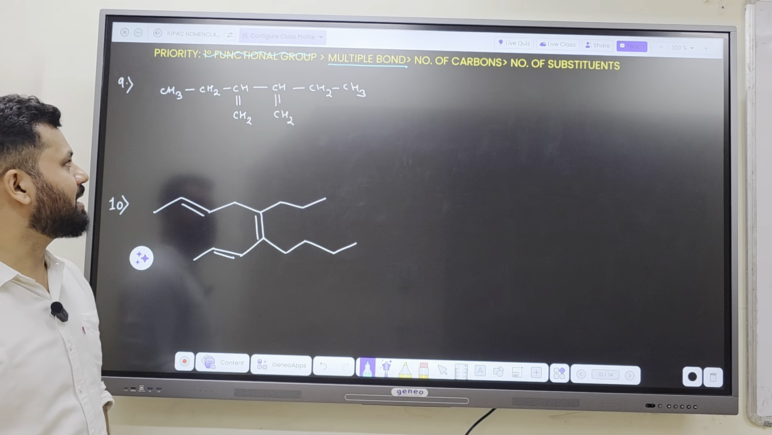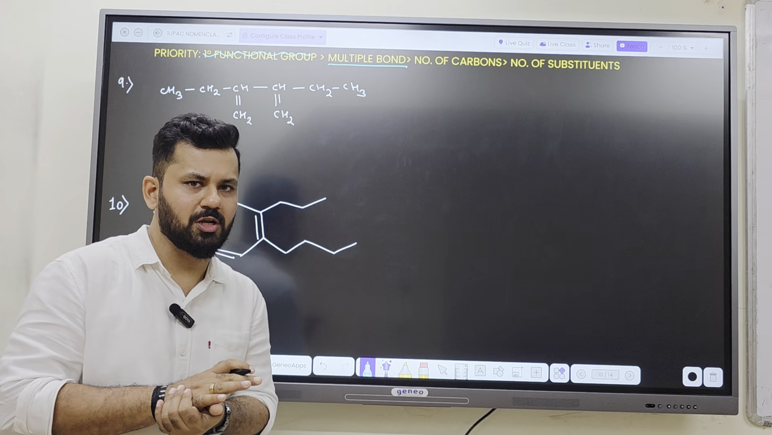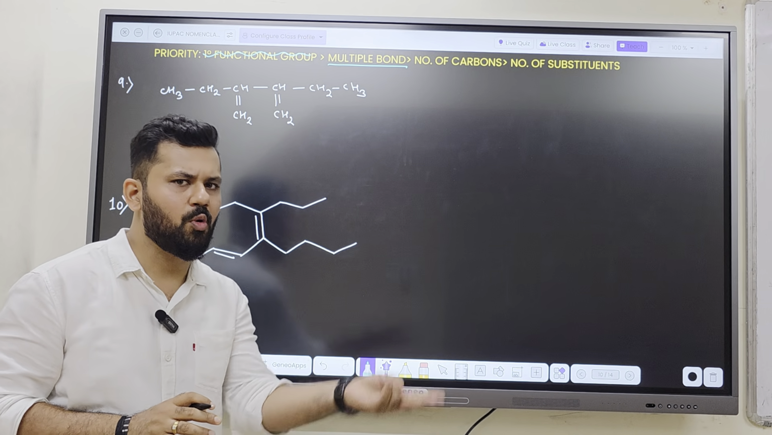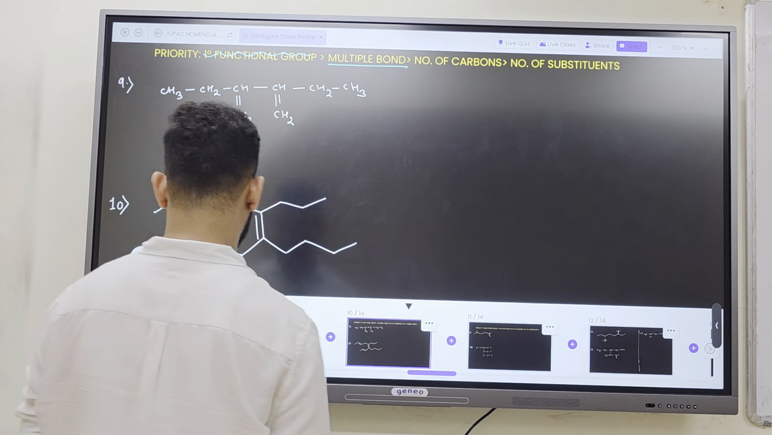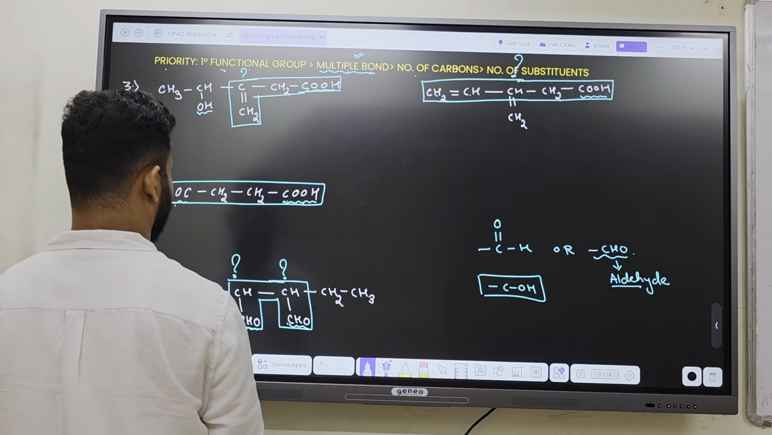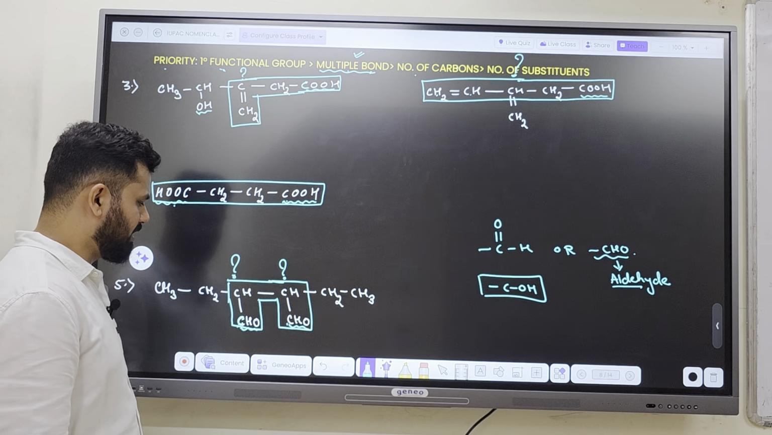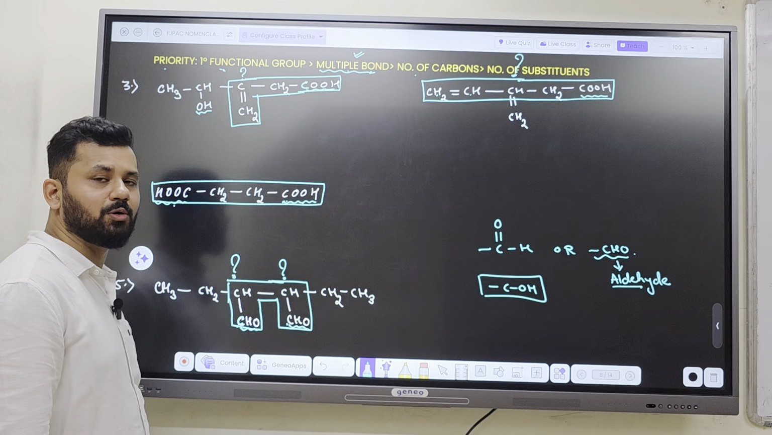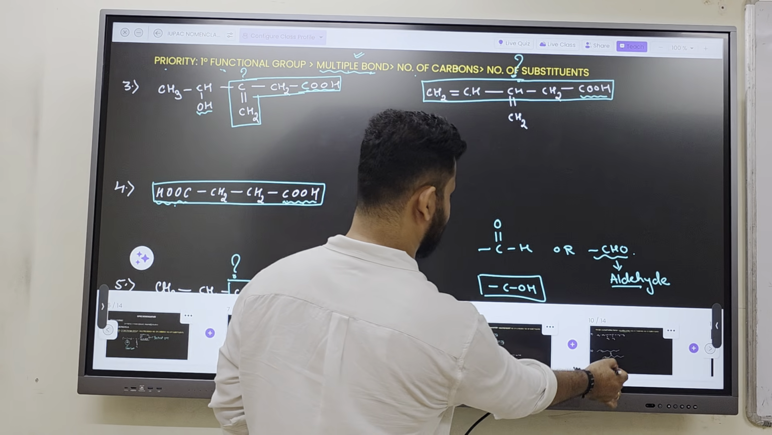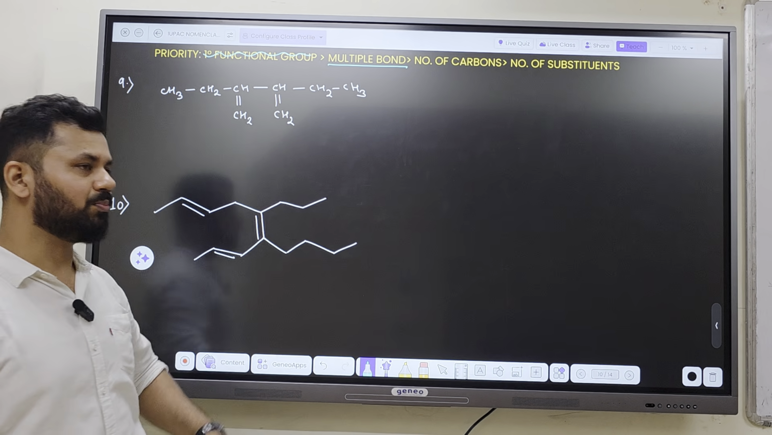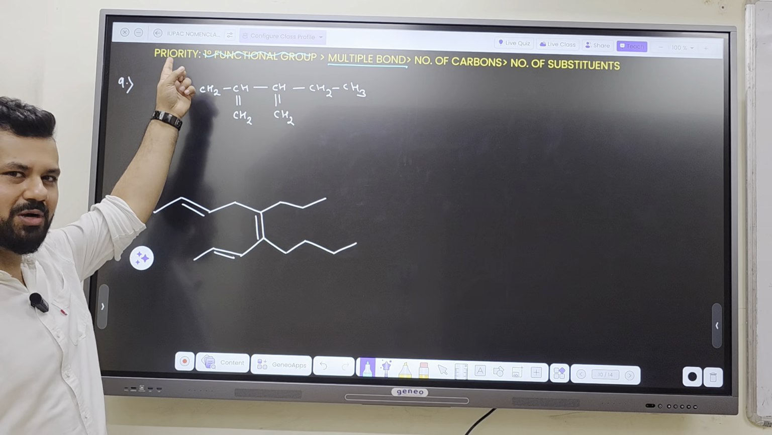Some few examples back, I had explained that if an identical functional group is present twice, both are to be included in PCC. If there are two COOH, both are to be included in PCC. If there are two aldehydes, both are to be included in PCC. Likewise, if there are precisely two double bonds, both are to be included in PCC. But let us try to see it in context of priority.